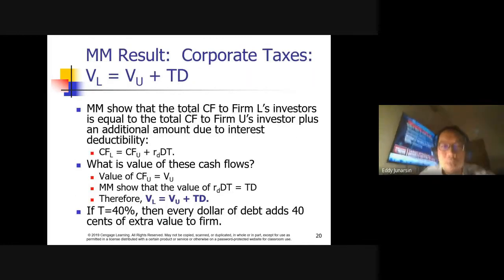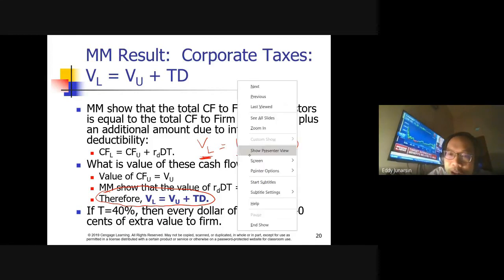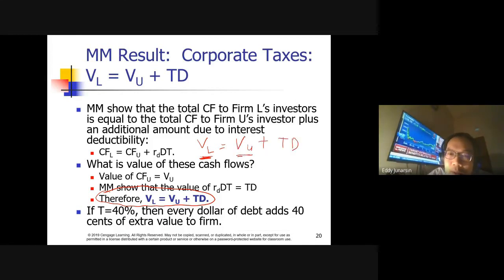So what is the value of the firm now? The value of the levered firm is equal to the value of the unlevered firm plus the tax shield. Tax shield means the tax rate multiplied by the amount of debt. So you can imagine, the value of the levered firm should be a function of the value of the unlevered firm plus the tax shield, which is the tax rate multiplied by the amount of debt that you have. So what is the conclusion here?